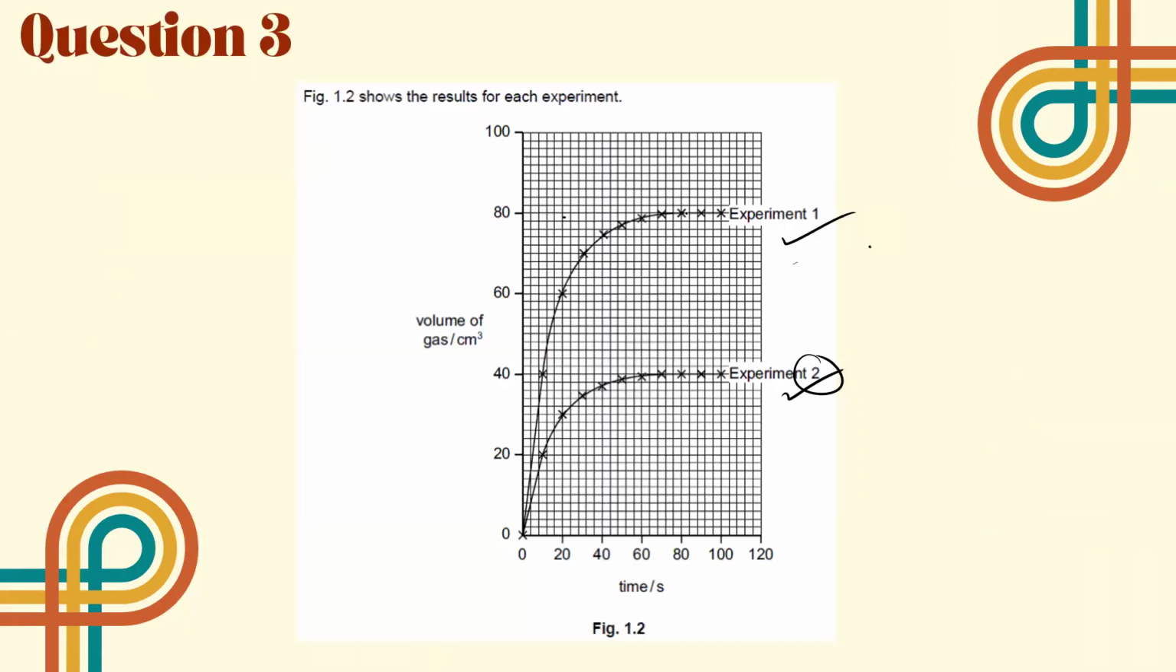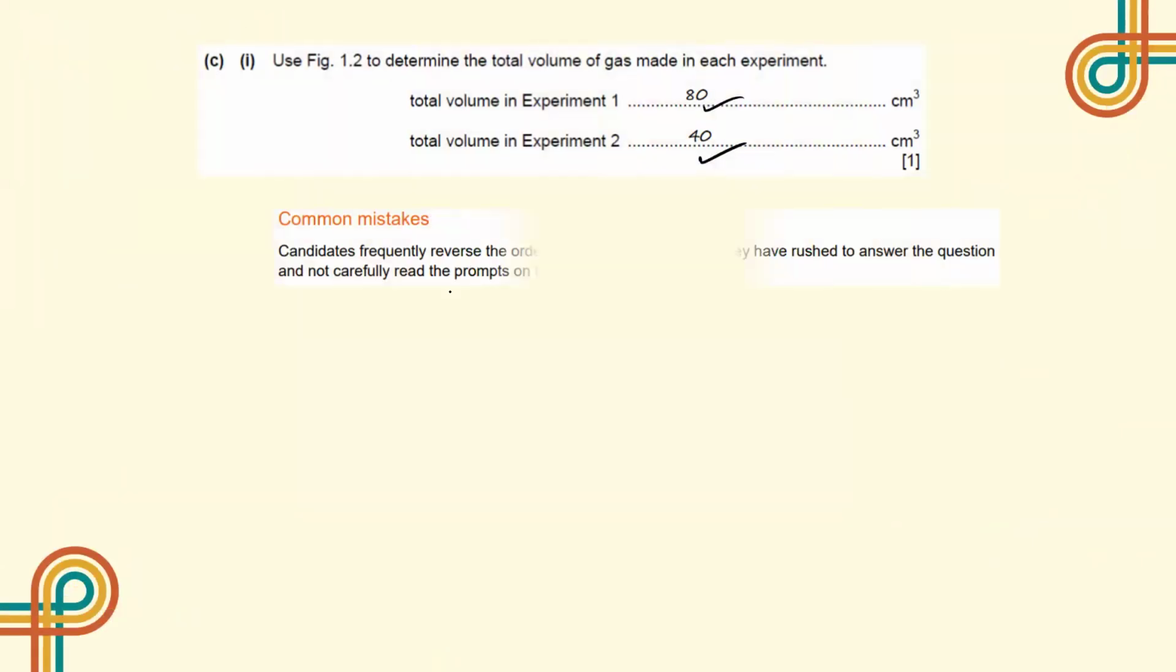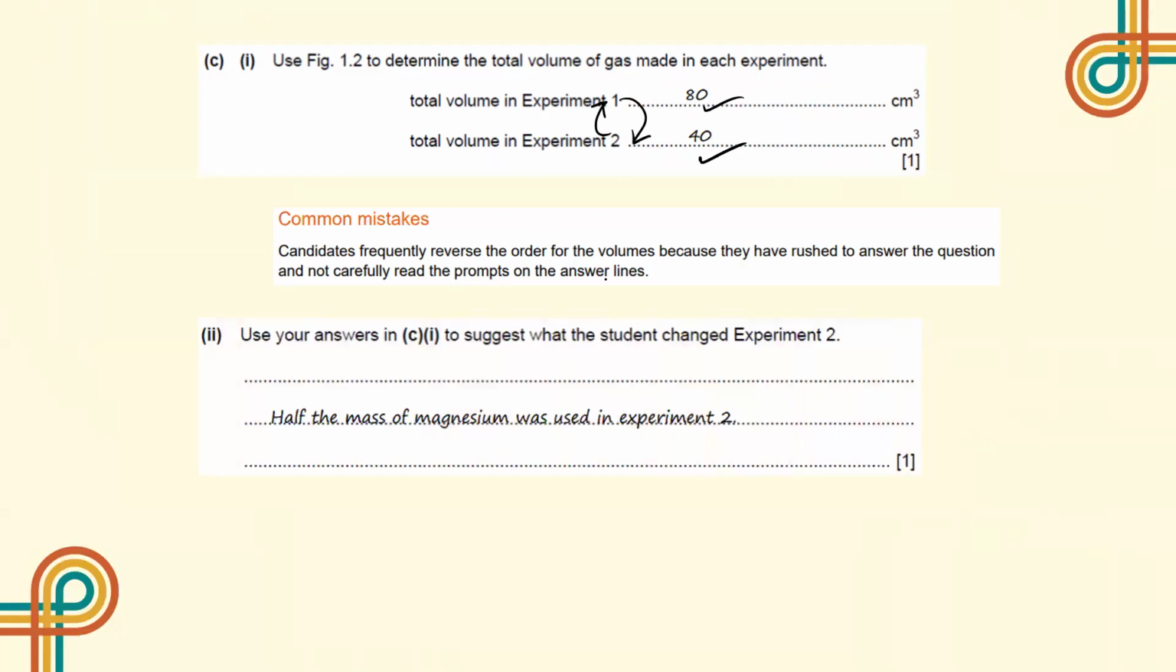From here, you can extend the line of experiment 1 backwards. This is the product of experiment 1. And for experiment 2 also, you can extend it backwards. From here, you can identify the volume of experiment 2 and experiment 1. Here you can write it, but the mistake students often make is that they switch the answers. They write the experiment 1 answer in experiment 2 and the experiment 2 answer in experiment 1, maybe in a hurry. When students are in a hurry, they do this. So don't make this mistake. Always read the question and the prompts correctly.